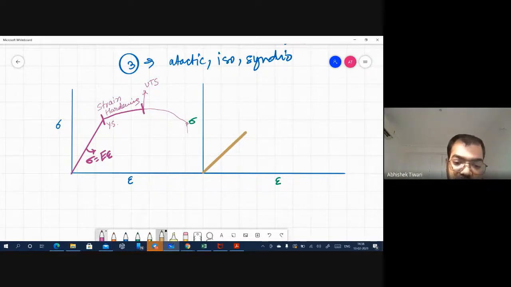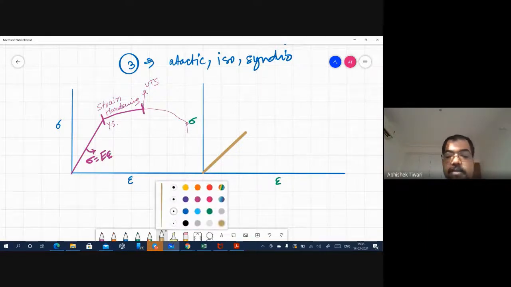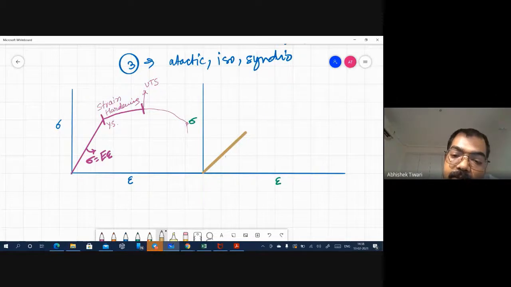In the polymer, unlike what we had here in metals, the elastic modulus is very small in comparison to metallic materials, and it is actually very, very small in comparison. The metallic materials usually are in the range of 200 gigapascals or something.